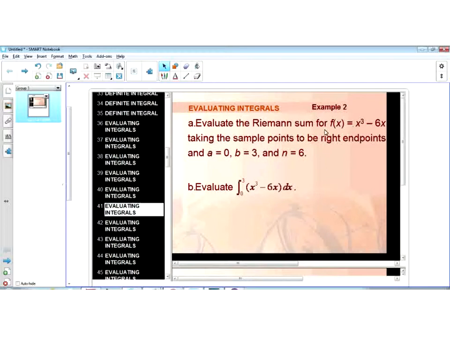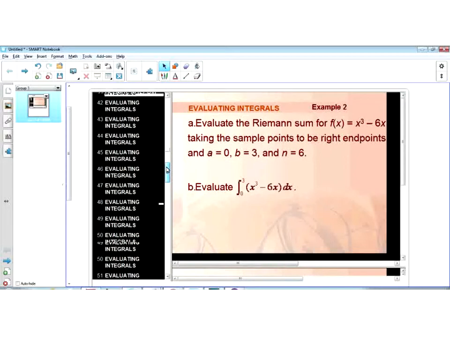All right, so evaluate the Riemann sum for f of x equals x cubed minus 6x, taking the sample points to be the right endpoints, with a equals 0, b equals 3, and n equals 6. So we want the R6. Basically, this is asking us for an R6 for f of x, and then we want to evaluate the true area, that is, calculate this definite integral right here. So far, so good.